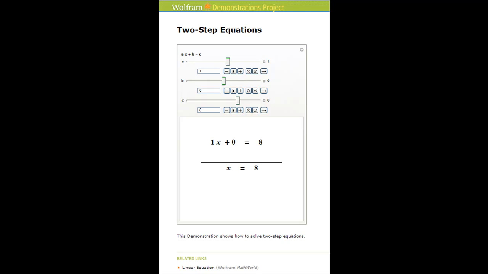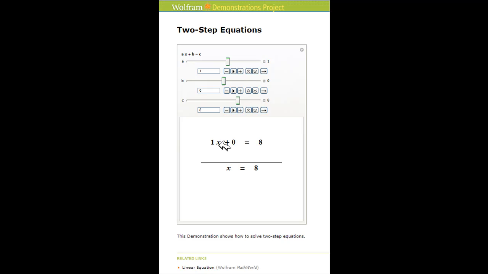This is a really cool demonstration on solving a two-step equation. This is competency number 1 with introductory algebra. When you solve a two-step linear equation, you're going to be using the addition property of equality and then the multiplication property of equality. So let's start with a simple example.